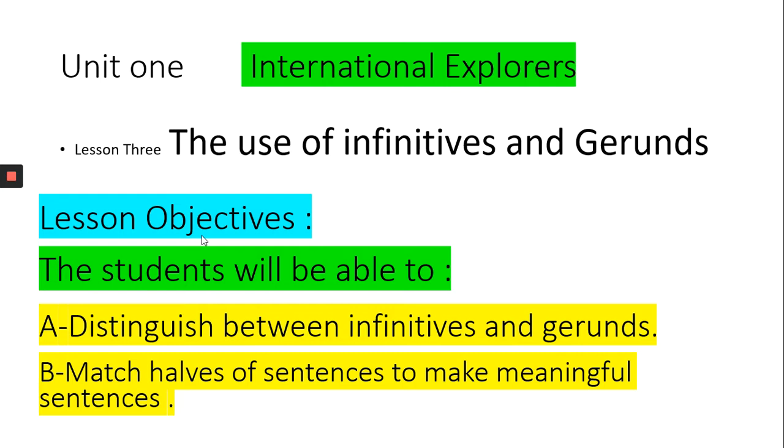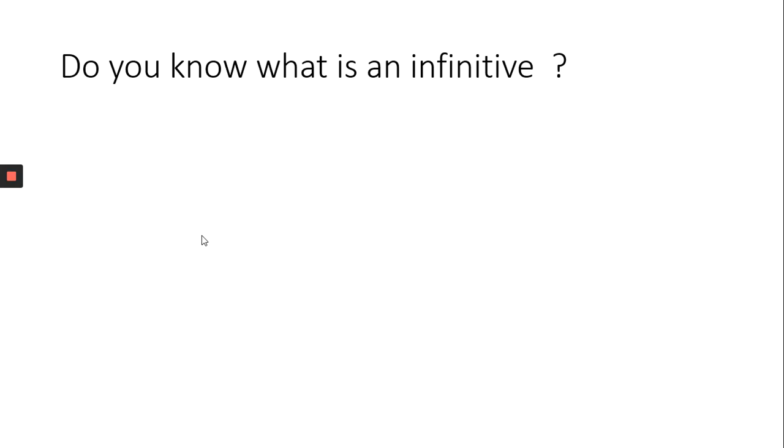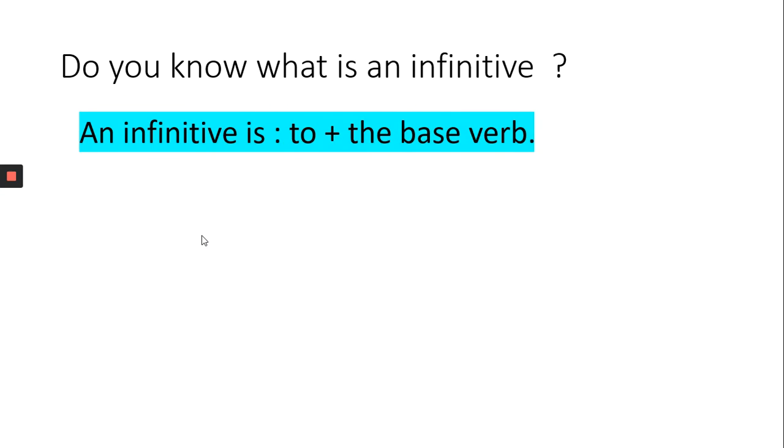Let's go to the first objective and try to answer the questions. Do you know what is an infinitive? Of course, before we start discussing the meaning of infinitive, I'd like to give you some sentences and tell you what is an infinitive in a sentence. In general, an infinitive is to plus the base verb. Now we have present, past, and past participle. So the base verb is the present tense without any addition.